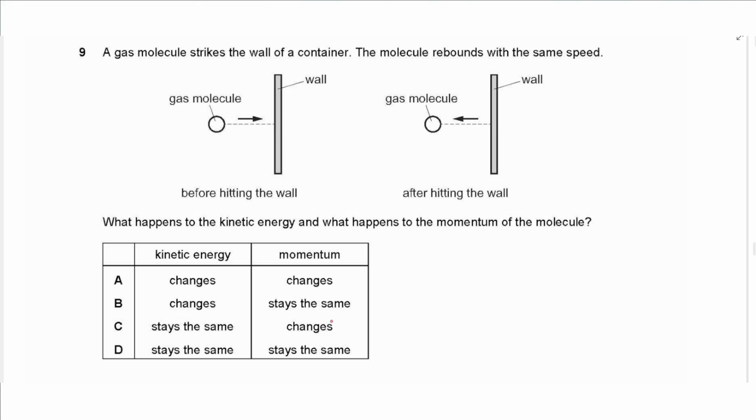Question 9 says a gas molecule strikes the wall of a container. The molecule rebounds with the same speed. What happens to the kinetic energy and what happens to the momentum of the molecule? So the kinetic energy for the same molecule with the same mass rebounding with the same speed stays the same, because kinetic energy is half mv squared and m and v are the same. As for momentum, it is changing because the direction changed and momentum is a vector quantity. So here the answer is C.